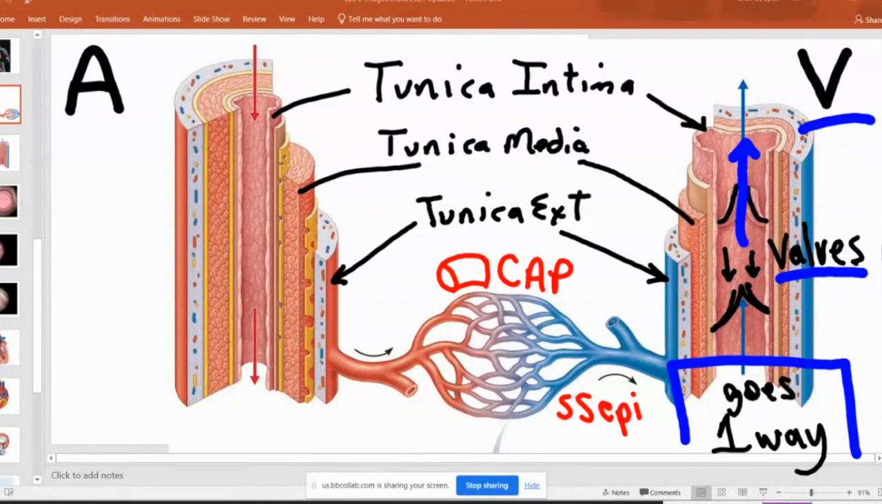Now, just like almost every class that has a lab, the lecture will go more in depth on this. The lecture will talk more about how the valves help direct one-way flow and why they're so important. For the lab, I just want you to know it has valves. And that valve is part of which layer? Could you tell? You're right. The valve is part of the tunica intima. It's that simple squamous. It comes off and it folds and it forms a valve, which is pretty neat. And notice we don't see any valves over here.